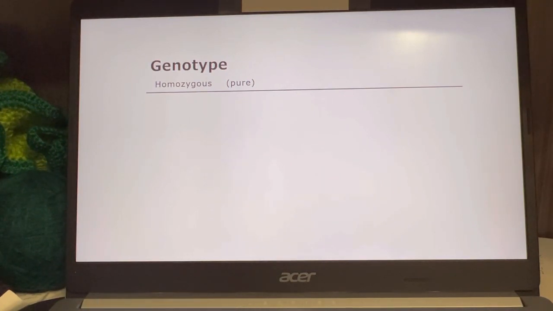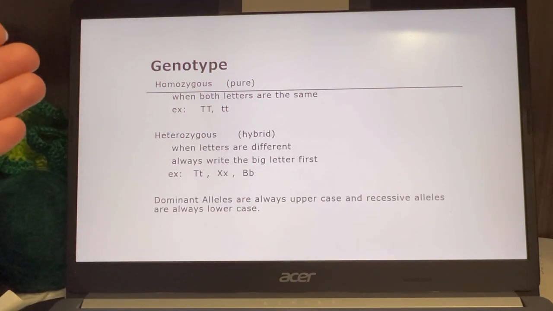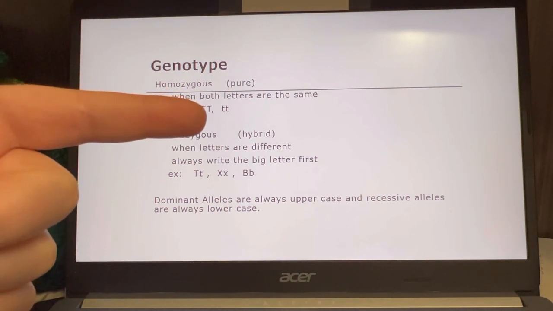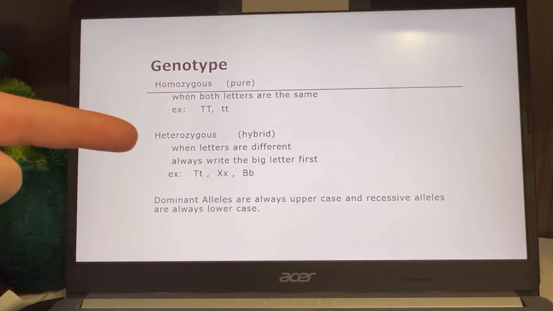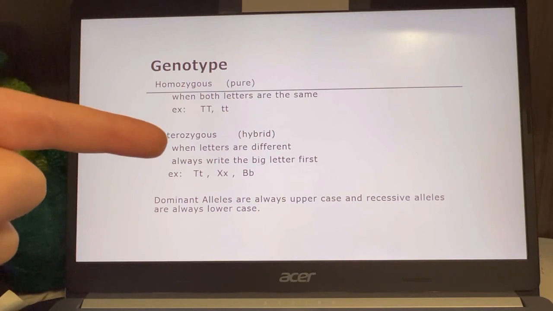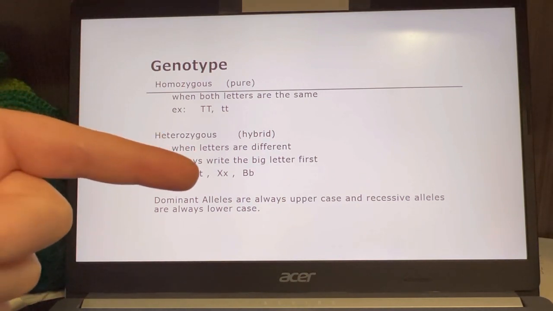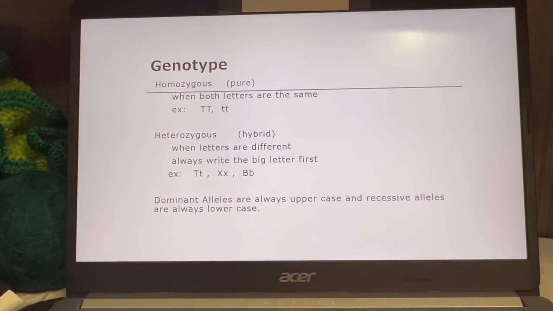Alright, on to genotype. For homozygous, so a pure combination. So when both letters are the same. So going back to our Punnett squares, 2 capital T's or 2 lowercase t's. So it's either pure dominant or pure recessive. Heterozygous is when we have a hybrid, when the letters are different. So either small and big T or small and big X, whatever it may be. So dominant alleles are always uppercase and recessive alleles are always lowercase.